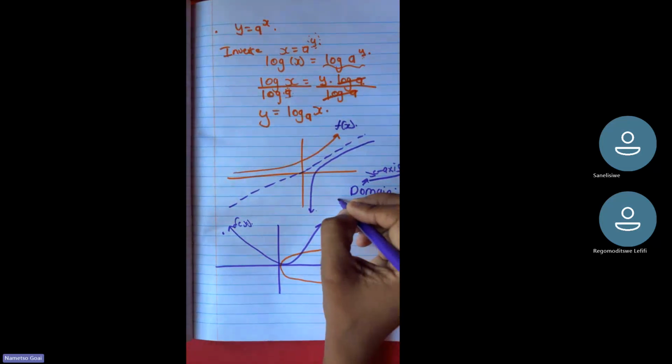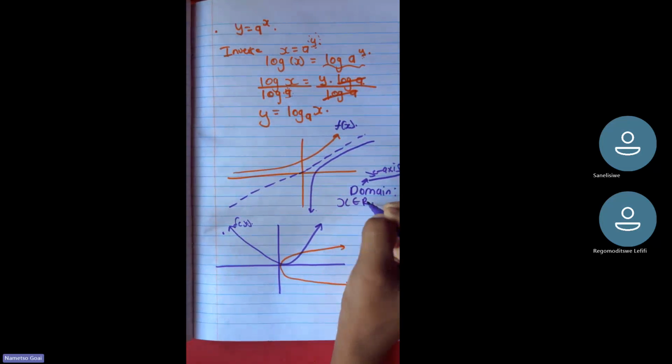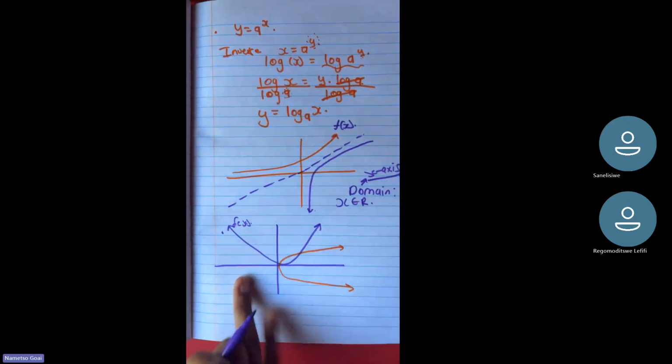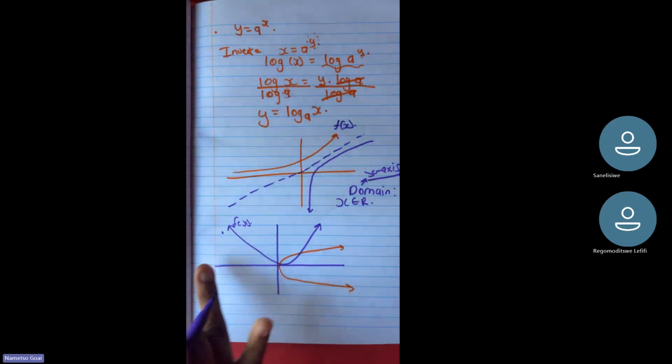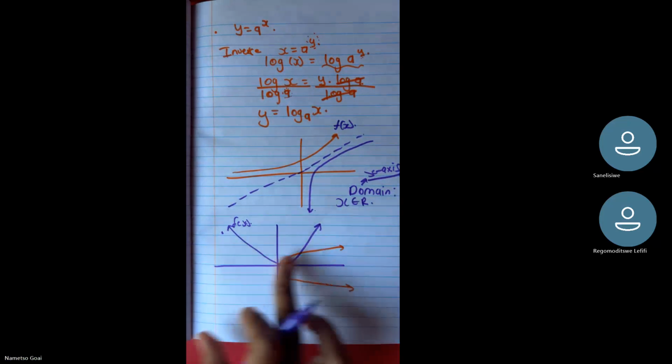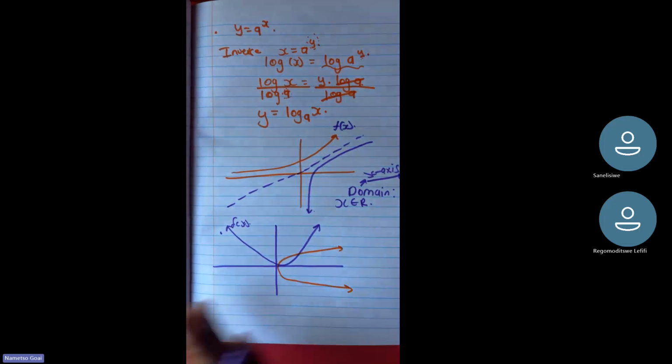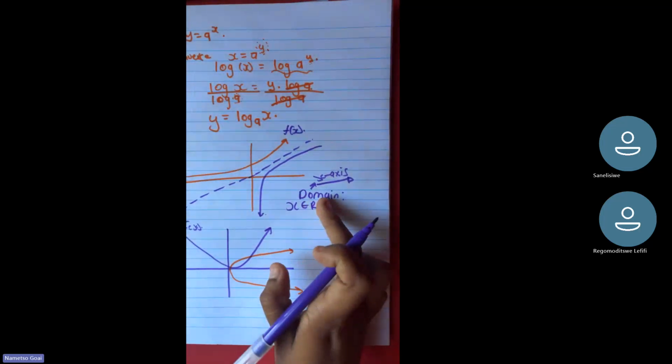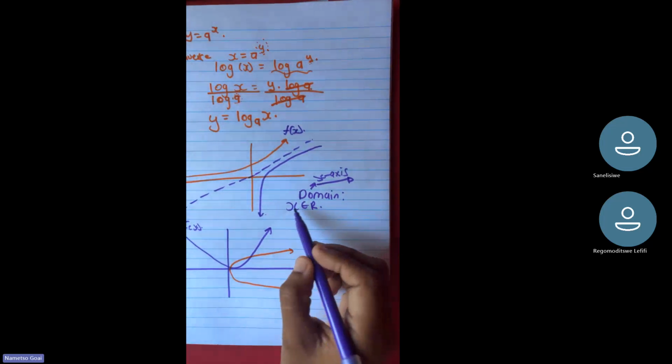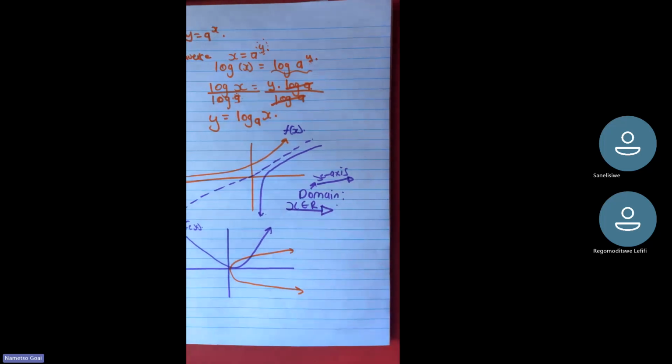So you're going to say x is an element of the real numbers. You could place this parabola at negative 100 on the x-axis, and it's going to exist. You could place it at positive 1999, and it's still going to exist. So for the domain, you're going to say x is an element of the real numbers.